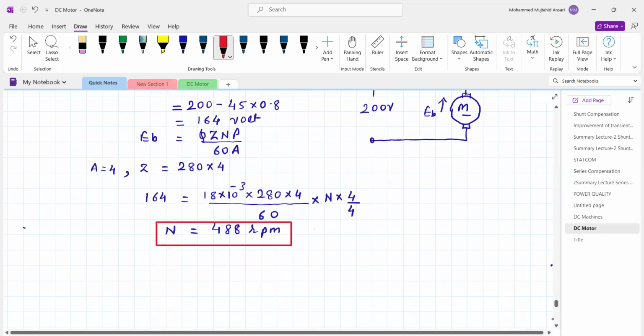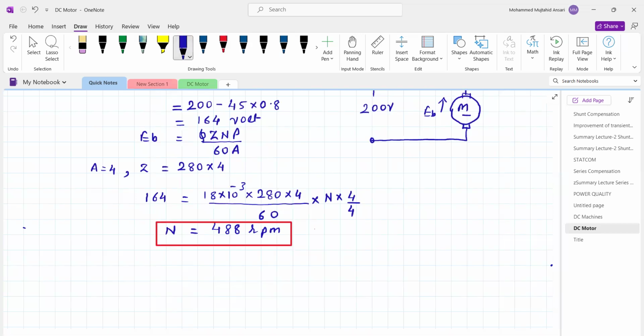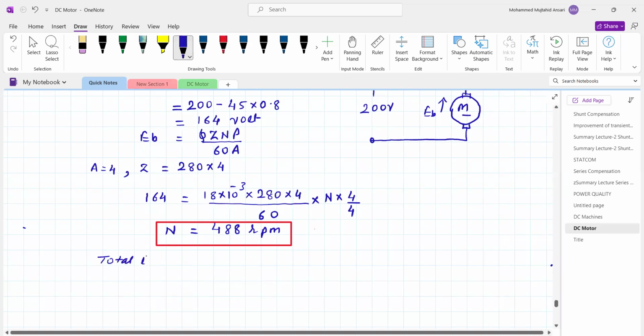Now we are going to find out the total input. So total input is equal to the supply voltage V into I, and the current is equal to 45 ampere. So the power input is 9000 watt. This is the power input.